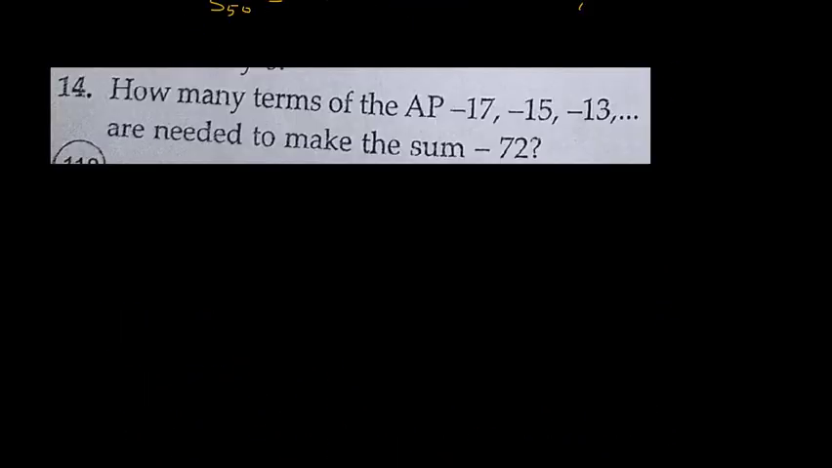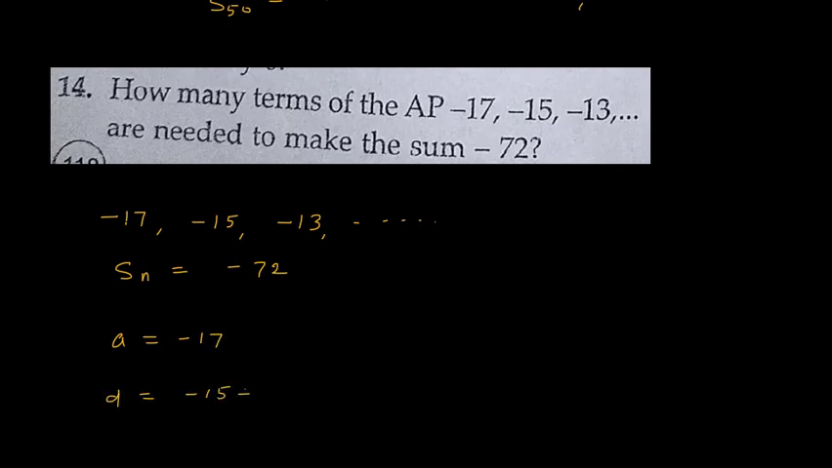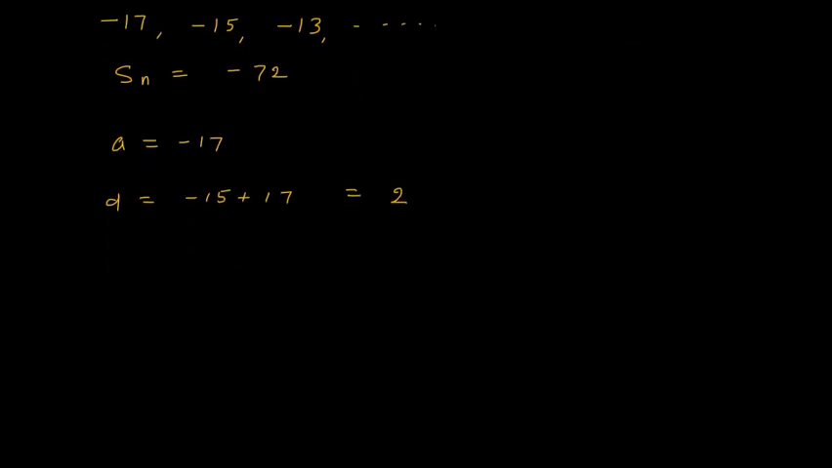Now here is the 14th problem: how many terms of the AP are needed to make the sum minus 72? How many terms of the AP? So here the terms are minus 17, then minus 15, then minus 13, and so on. And Sn given is minus 72. The problem is how many terms of the AP are needed to make the sum minus 72. So let us start. A is minus 17, D is minus 15 minus of minus 17, which will give me plus 17, so it is 2. So A is there, D is there, Sn is minus 72 given.